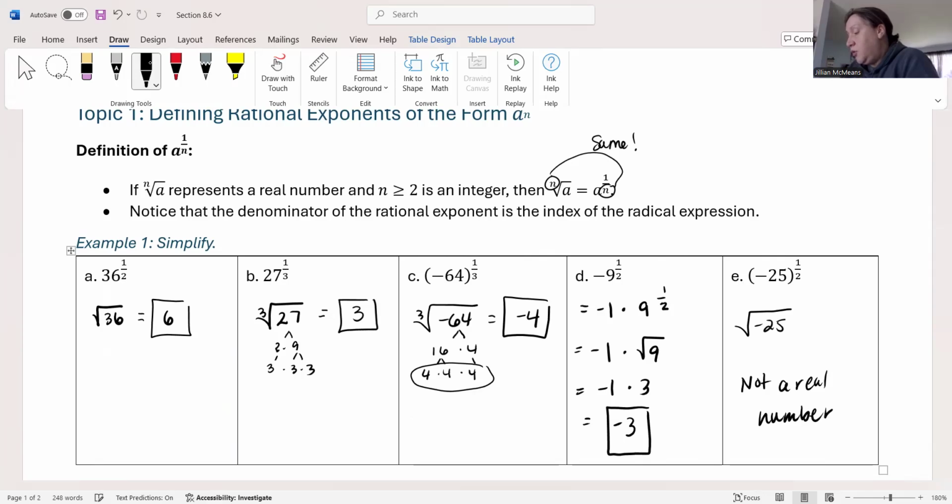So be really careful when the base is negative. Okay, when the base is negative, you're looking at parentheses or no parentheses. No parentheses, the negative stays outside. With parentheses, the negative has to go under the radical. So be especially careful when your denominator is even and you're dealing with a negative base. Okay?